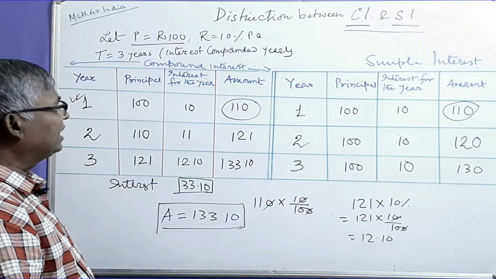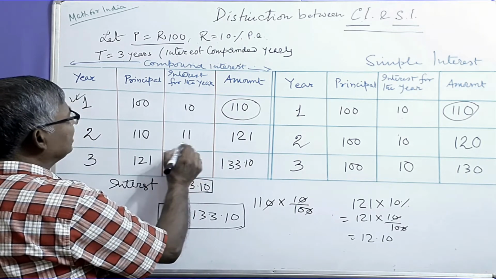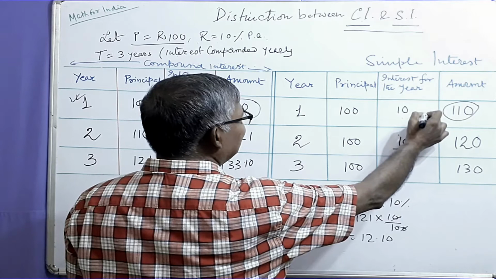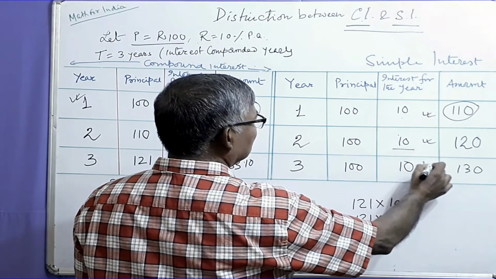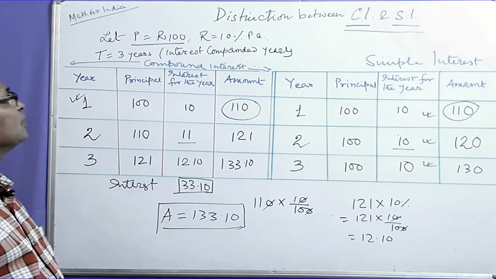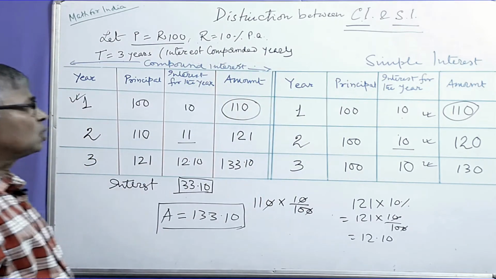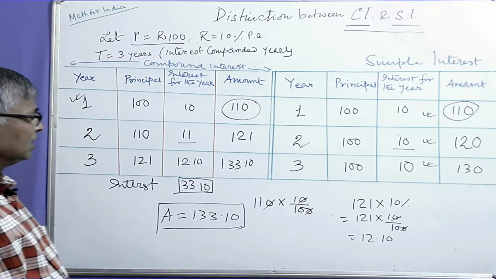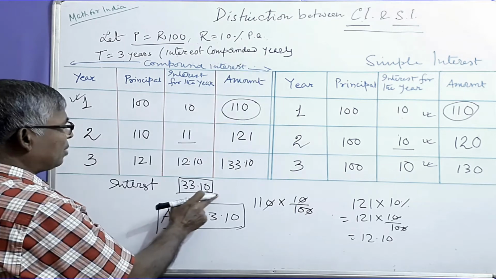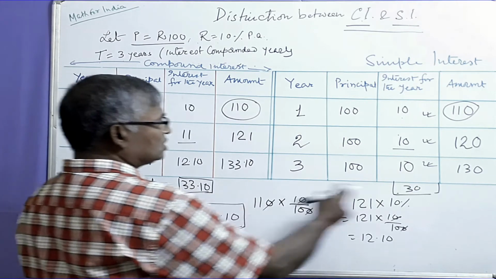Now here see, whenever it is invested for 2 years, the interest is more. Here interest is 11 and here interest is 10. Here in every case interest is the same and in every case interest is changed. This is the basic difference between the simple interest system and the compound interest system. So you see, whenever time is more than 1 year, compound interest is always more than simple interest. 33.30 is greater than 30.